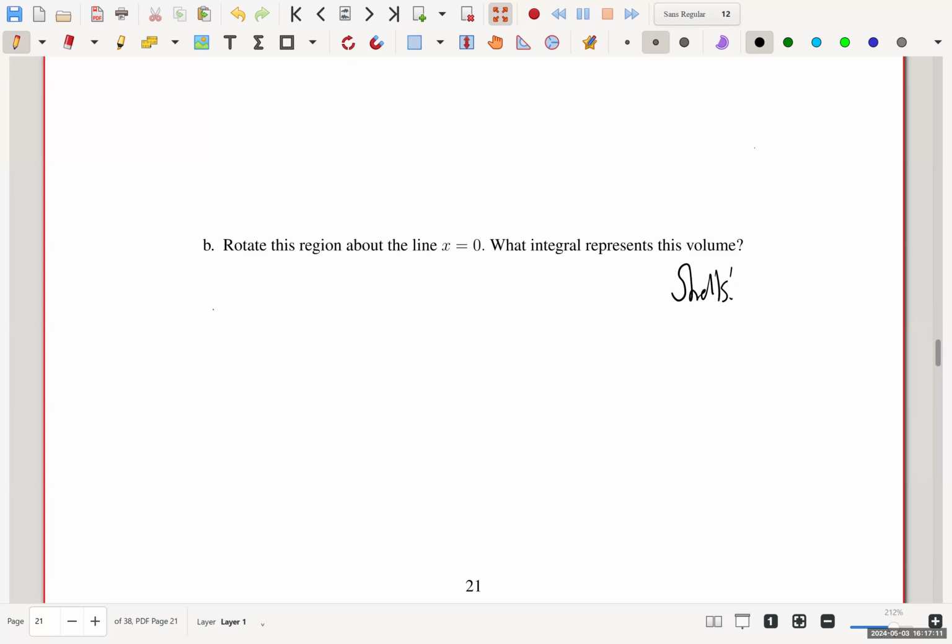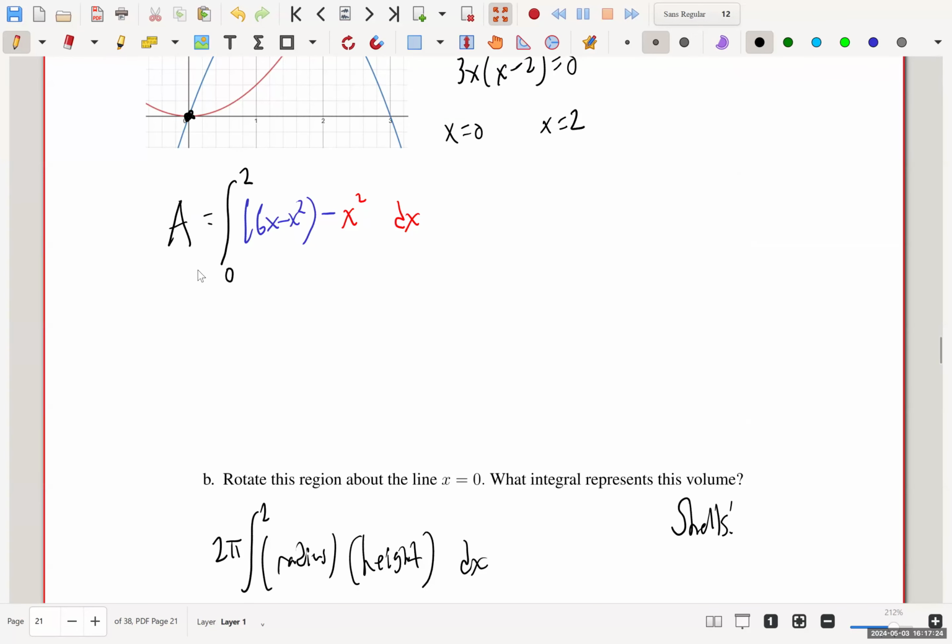So we want 2 pi times the integral from 0 to 2 of a radius times a height. Now, the good news is we already have the height, and that's the integral there in the integrand. This thing, which I'm going to color in yellow, is my shell height.